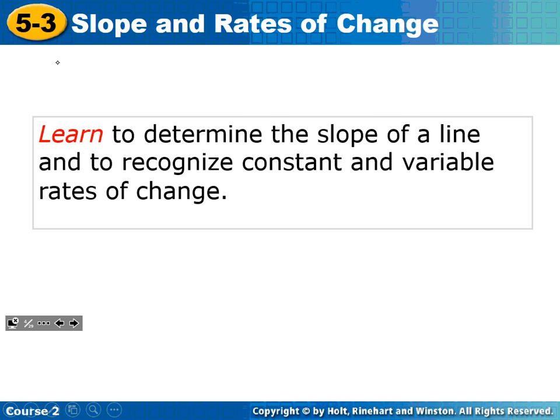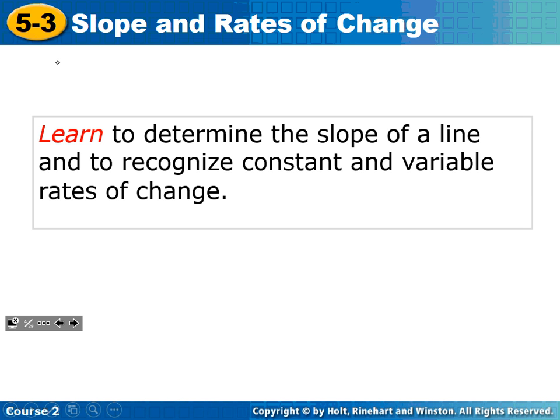We are going to talk about those graphs of the slopes, right? We're going to talk about those graphs of the lines. We're going to talk about the slope of lines. We're also going to talk about constant and variable rates of change. What does constant mean? We talked about this way at the beginning of the year.